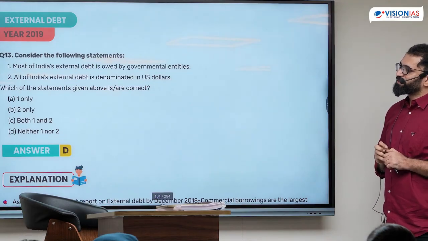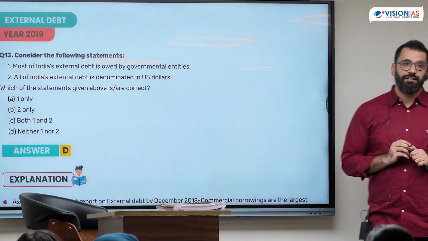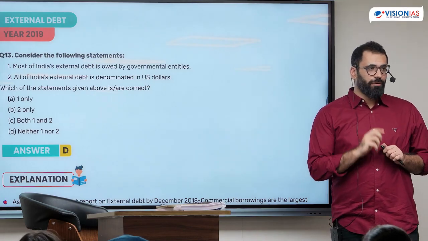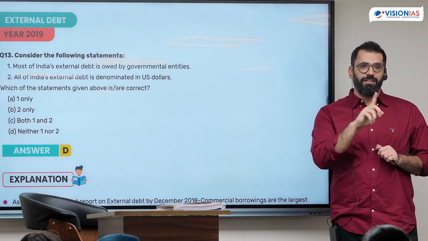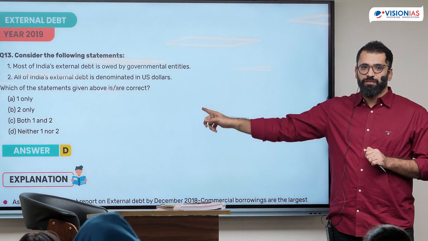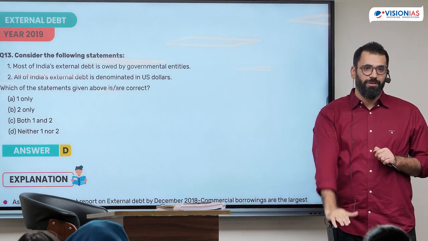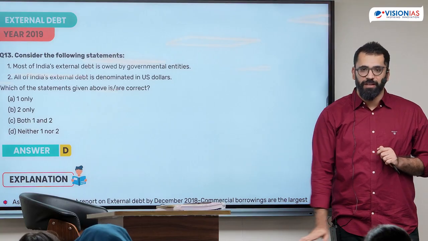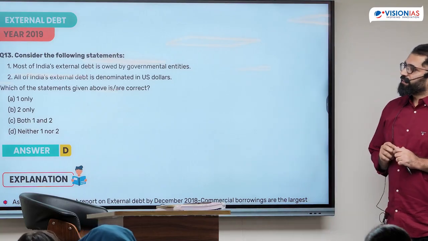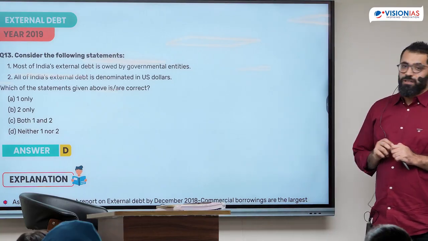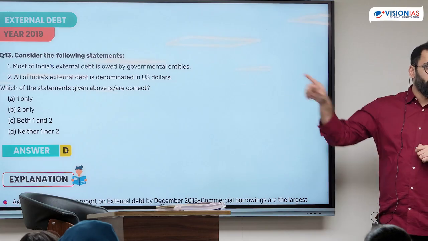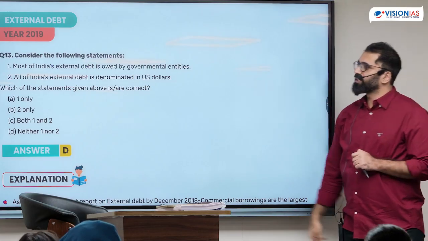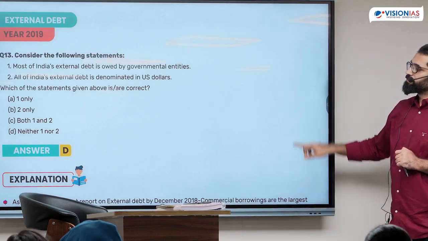Most of India's external debt is owed by government entities. Is it owed by government? So I told you to read the debt profile. Every year there is a government report which mentions all these facts. In fact, government has the least amount of debt from external sources. It's roughly 19 to 20% of GDP. That's not very high. All of India's external debt is denominated in US dollars. It's not all. Maximum is in US dollars, but it is not all. So both statements are incorrect.